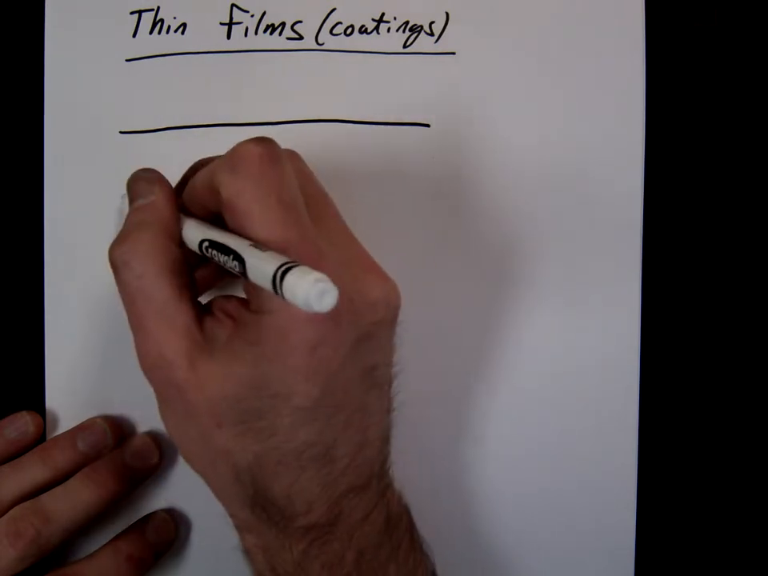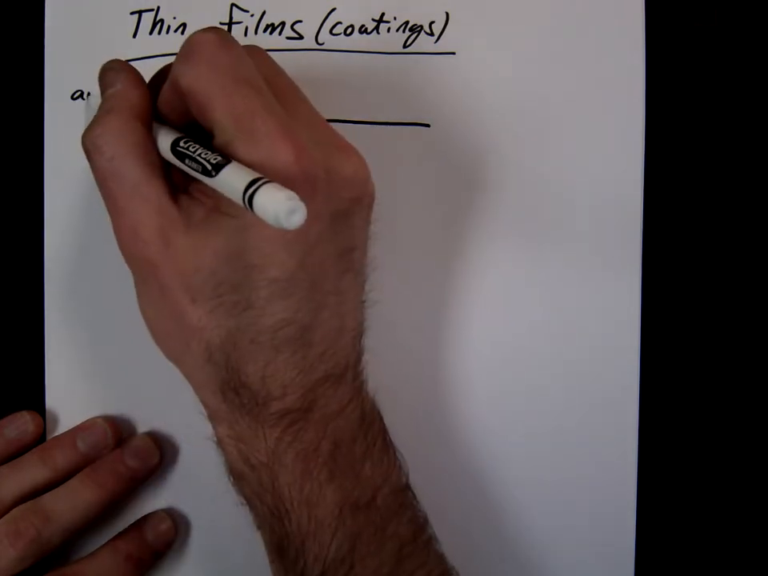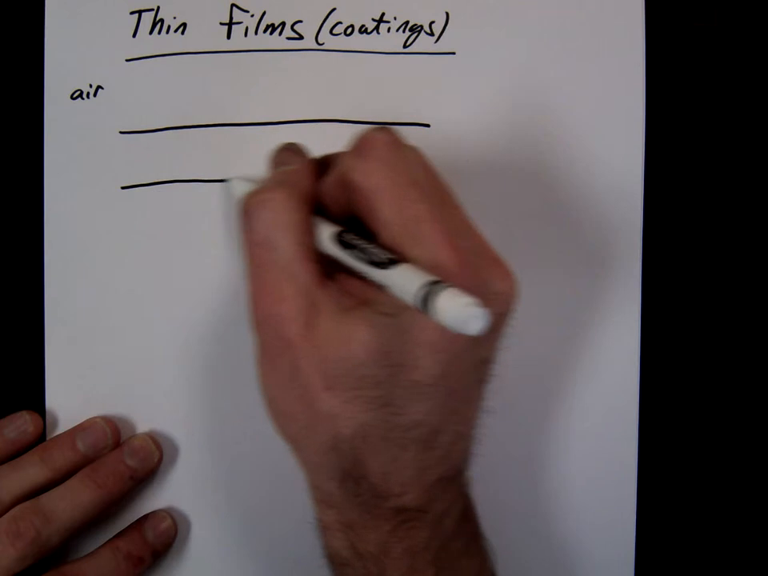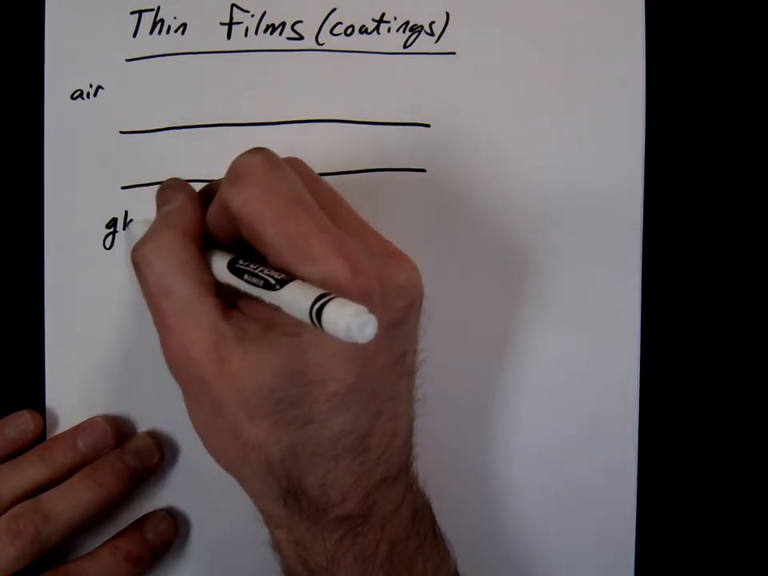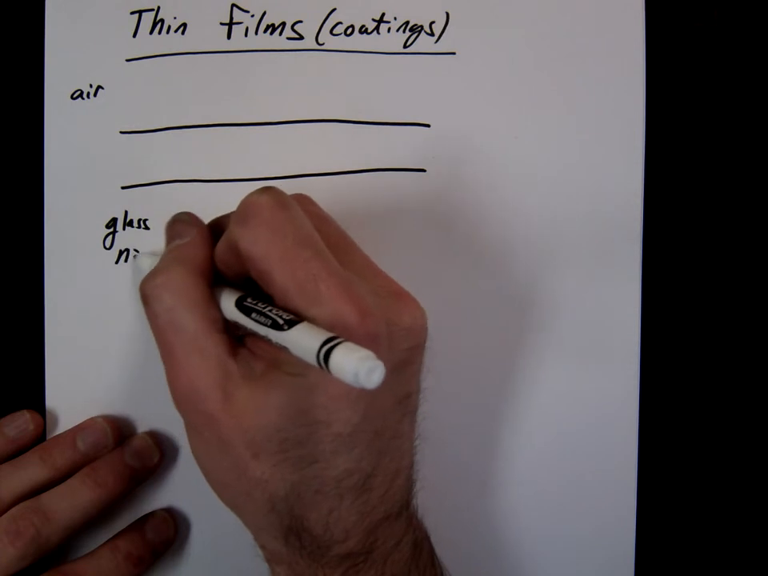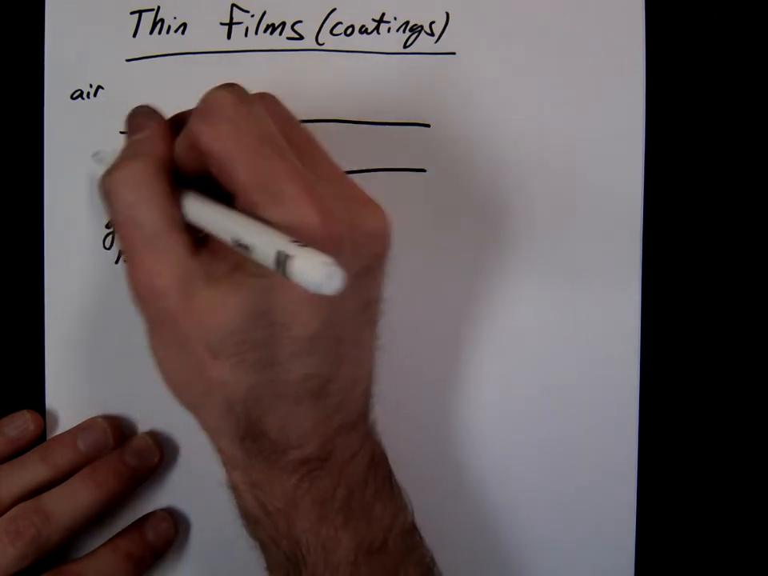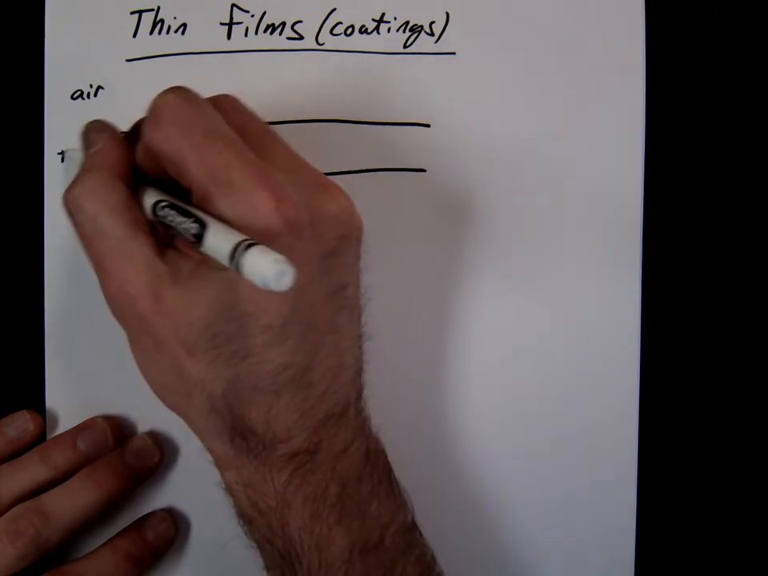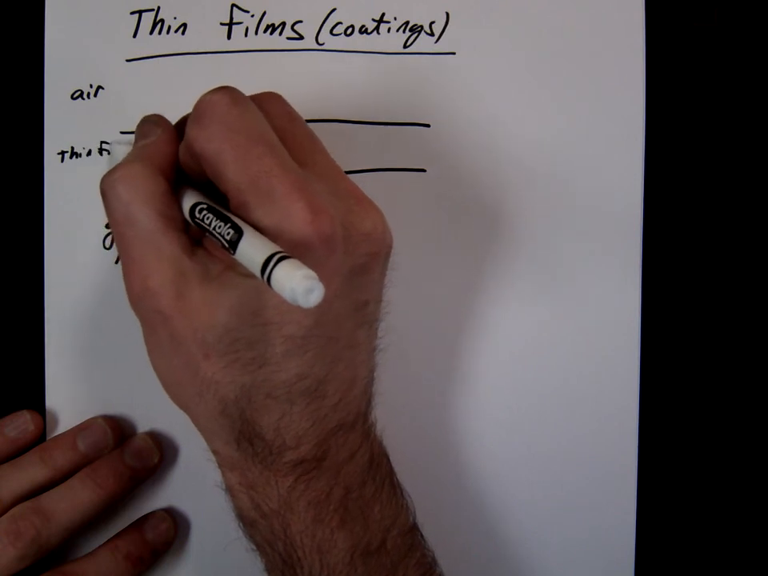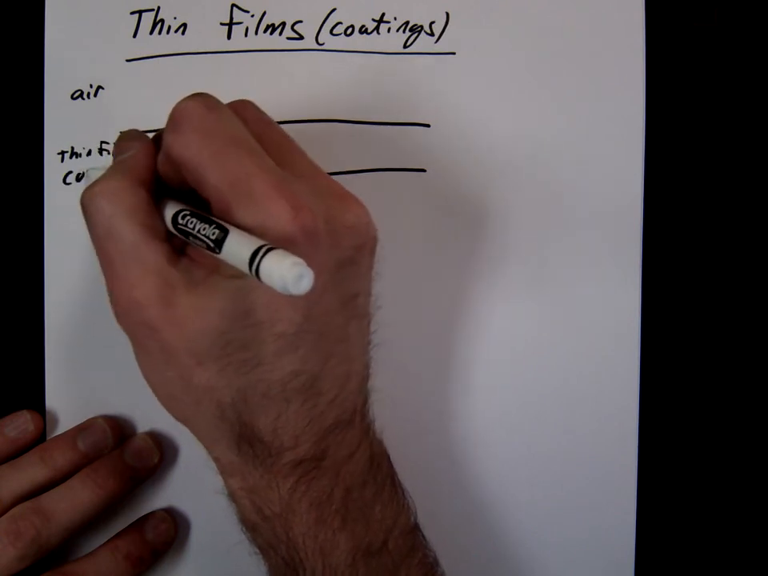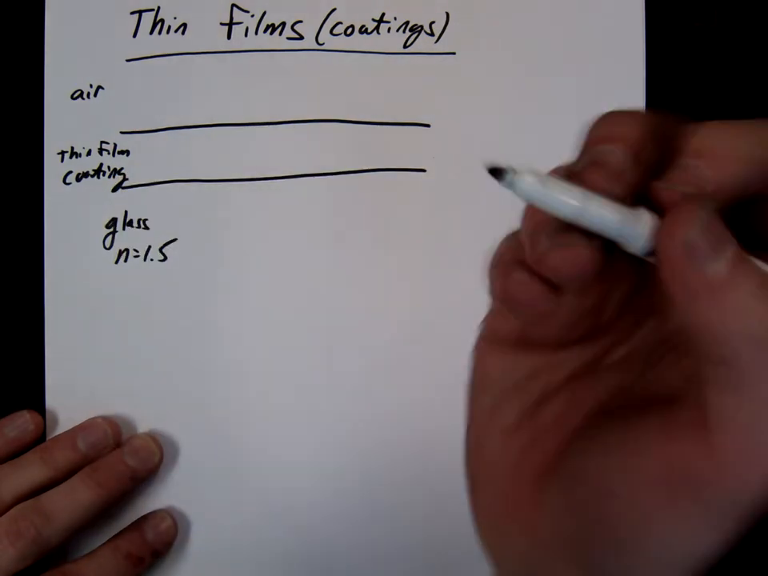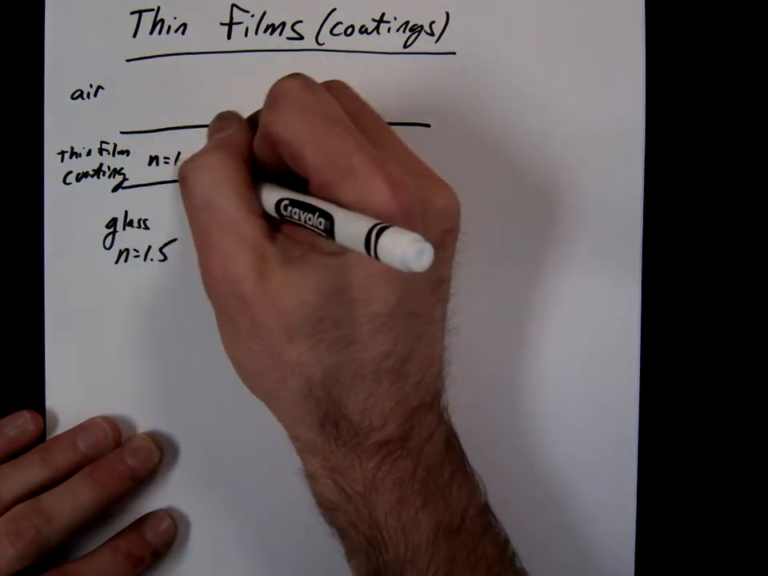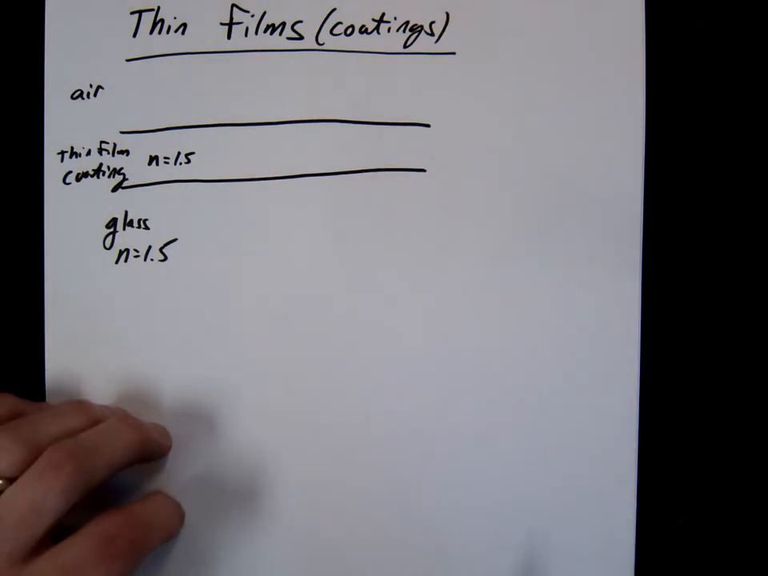Alright, let's say you have a layer of air, and let's say down here you have glass, and then in between you're going to put a layer which we would call a thin film or a coating on the film. Let's say that n equals 1.5.